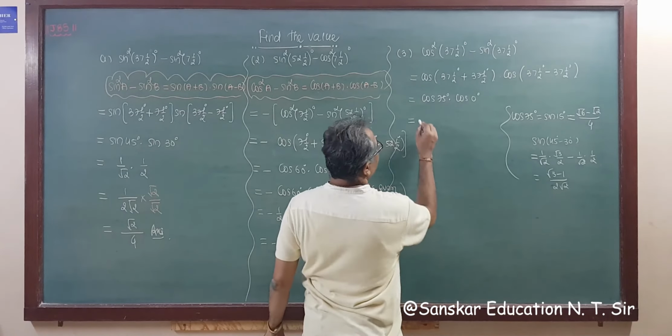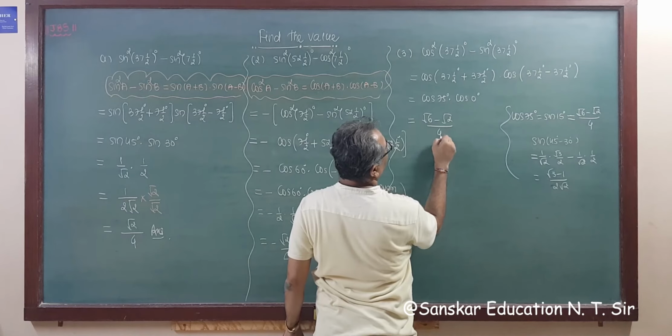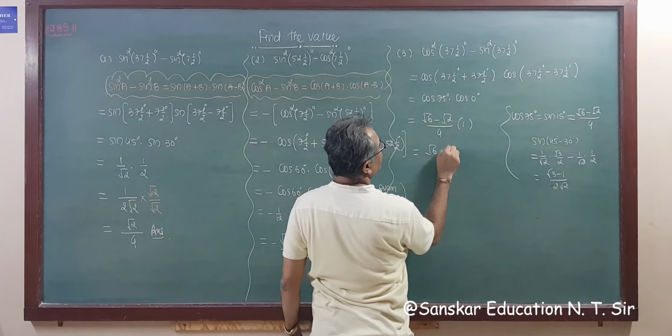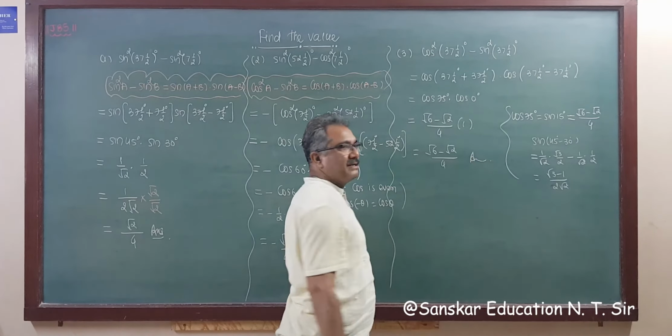Now cos 75 is this, that is root 6 minus root 2 by 4, and cos 0 is 1. So your final answer will be root 6 minus root 2 by 4. That is your final answer, right?